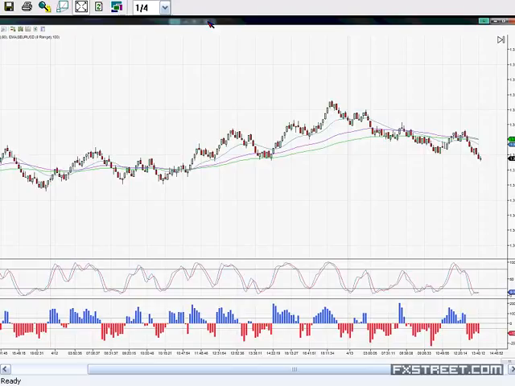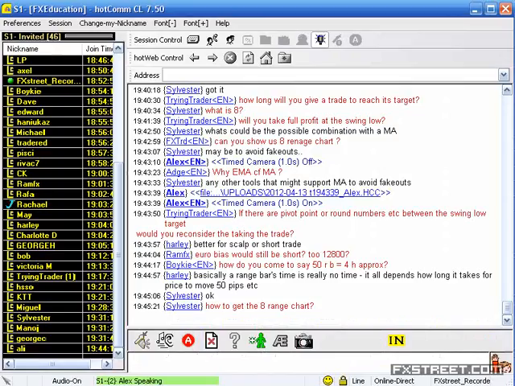Okay? If there are pivot points or round numbers between the swing low target, would you reconsider taking the trade? I generally don't use pivot points, so I wouldn't be able to comment that much. I mean, it may be a reason to rethink, but I'm not sure it would be a reason to not get into the trade completely. Better for a scalp or short trade. Euro bias would still be to shorts. Yeah, I mean, Euro at the moment, fundamentally, technically everything, you're looking for shorts and opportunities, really.